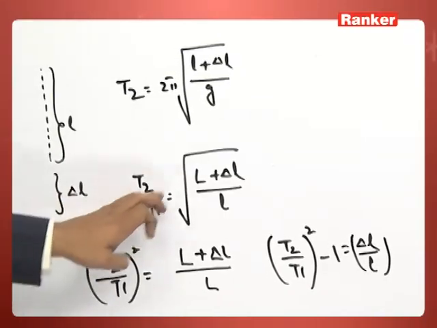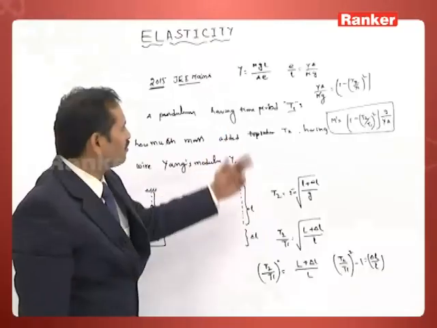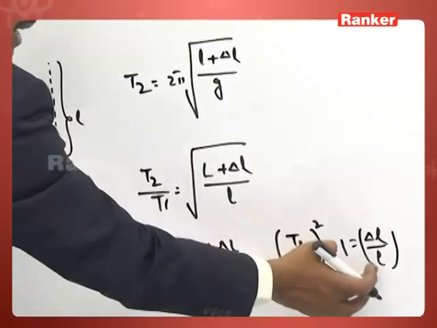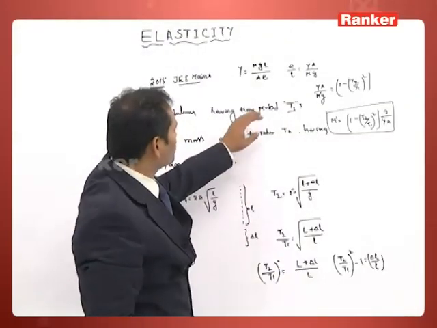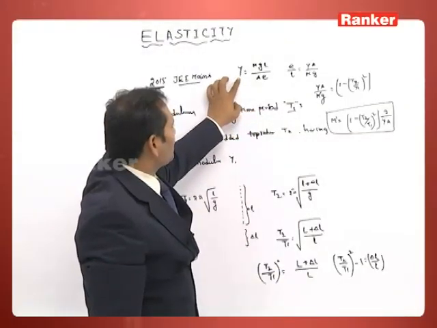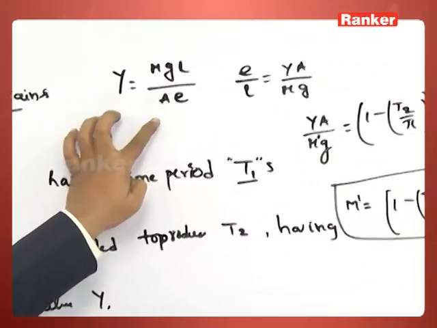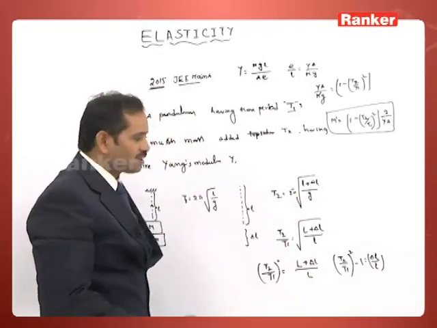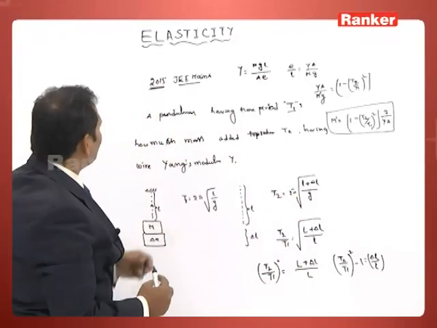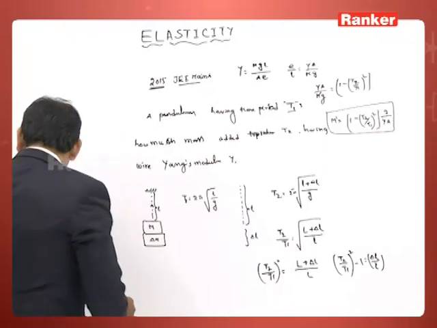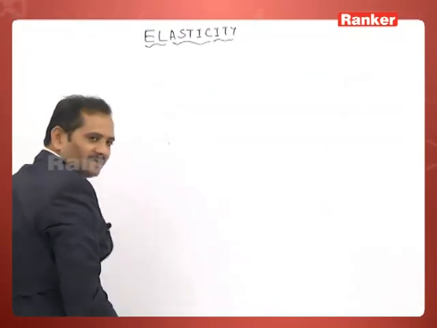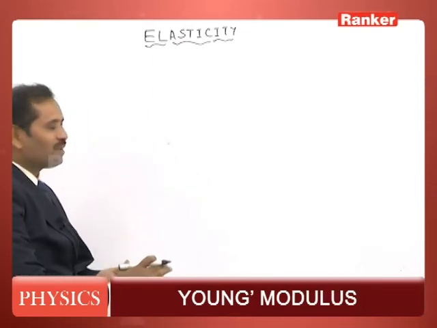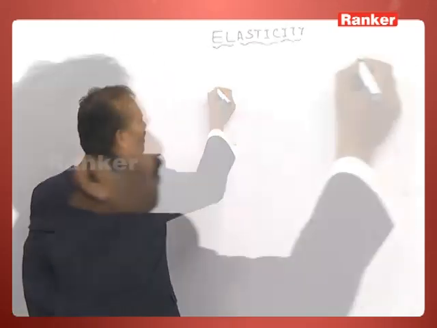T2 by T1 I required, root of L plus delta L by L. Squaring on both sides, I got it like that. This is T2 by T1 whole square minus 1 equals delta L by L. I think you recognize that it is what? Strain. From the definition of Young's modulus, Y equals mgL by A delta L, so delta L by L equals YA by mg, then I got M dash as the produced mass. This is a beautiful application with a simple pendulum. Once we think about the simple pendulum, one more beautiful application is given in the advanced papers of JEE.